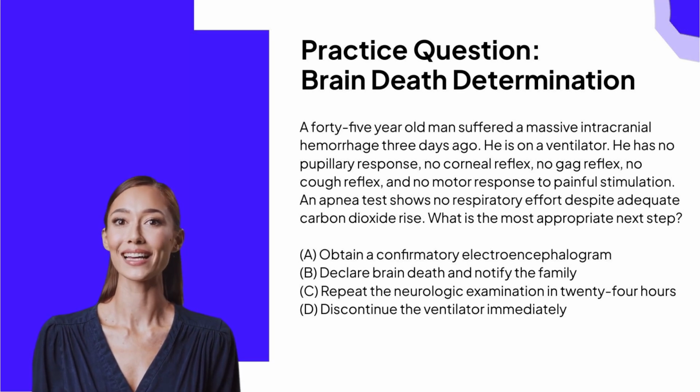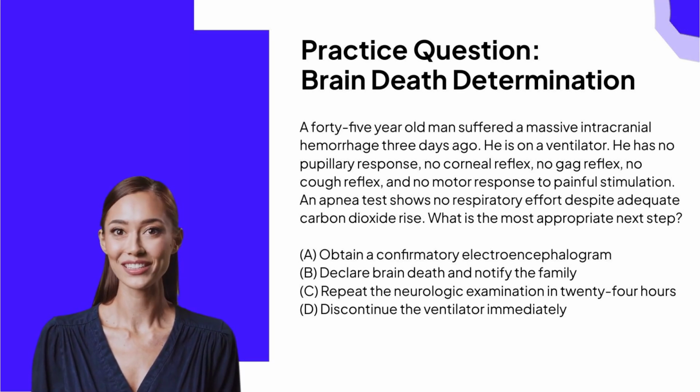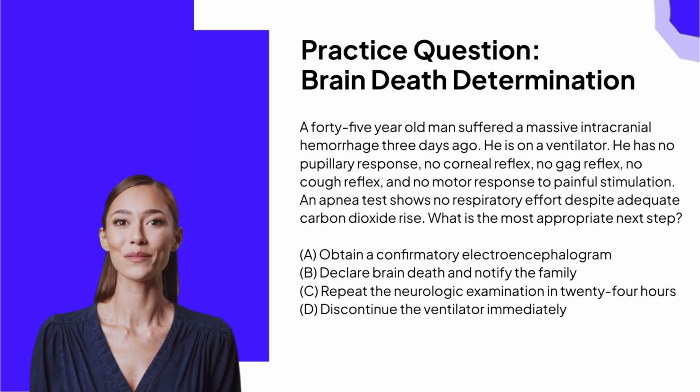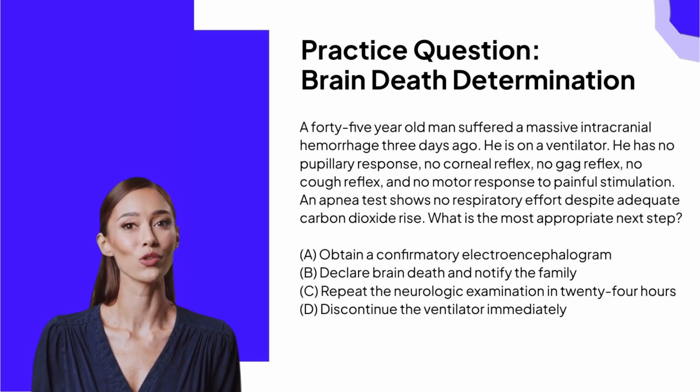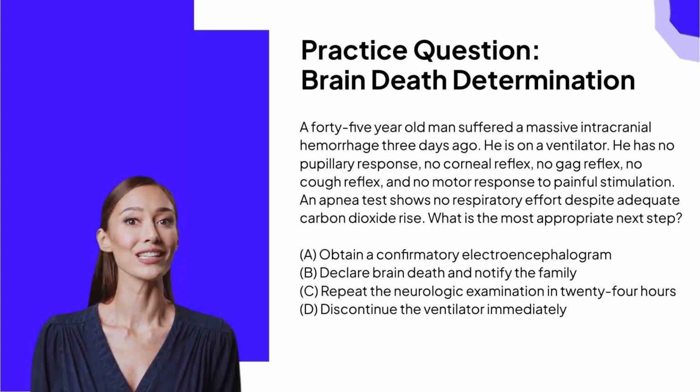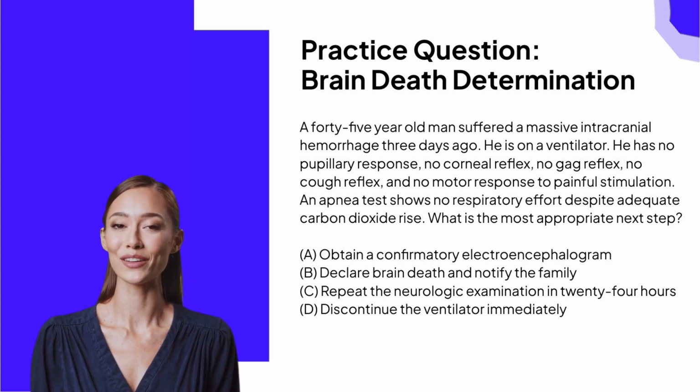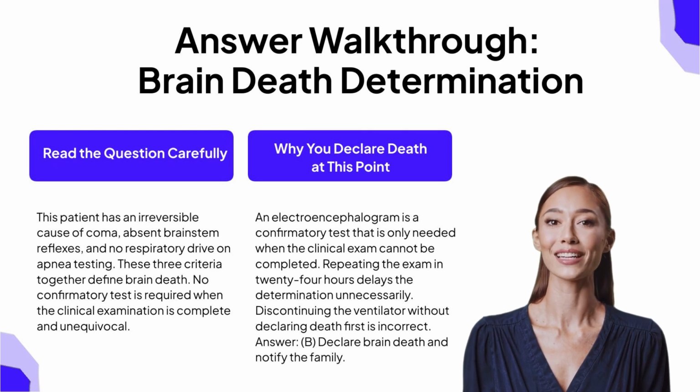Your choices are A, obtain a confirmatory electroencephalogram, B, declare brain death and notify the family, C, repeat the neurologic examination in 24 hours, or D, discontinue the ventilator immediately. Think about what the clinical criteria are telling you here. Let us walk through this brain death question.